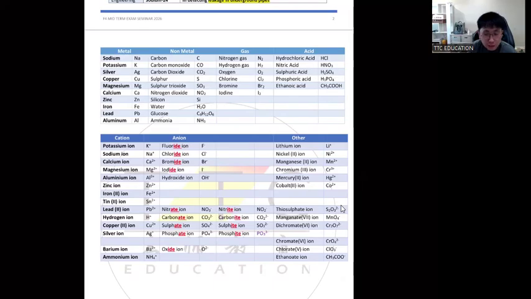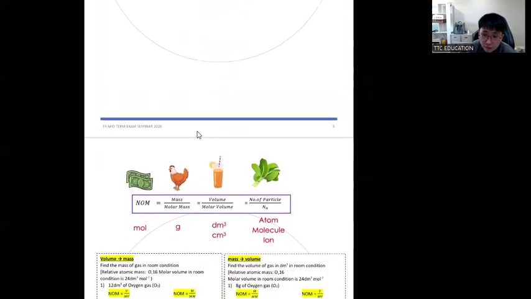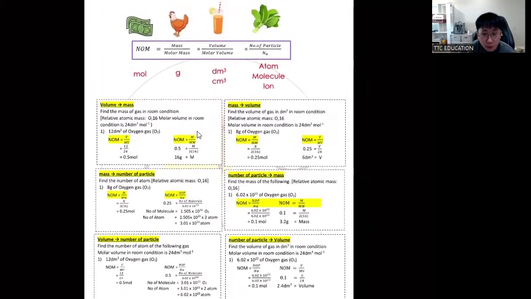So that chemistry card is basically the compilation of every ion, positive ion, negative ion, and then your metal, non-metal, your acid. So hopefully you all have this memory about it. Okay, so after everything settled, then we have your moles calculation.